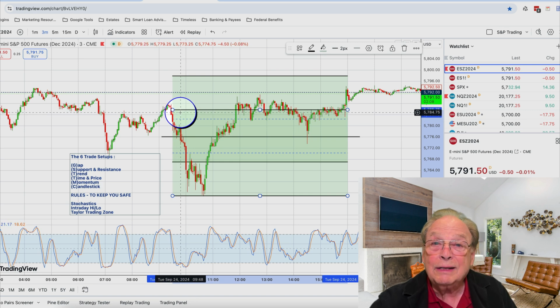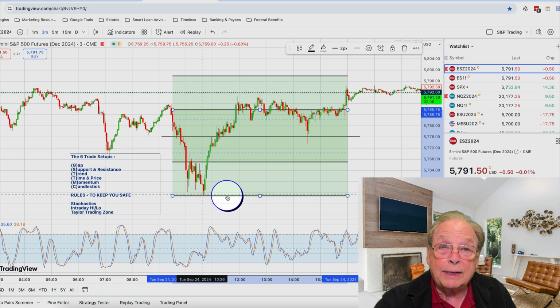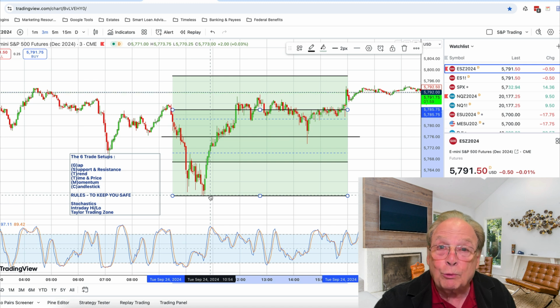Where is the market likely to trade? The market's likely to trade down here according to the transposed trading zone. So if you want to hop on using the trading zone, that's where the market is likely to trade. That's where the market did trade. This happens time and again.